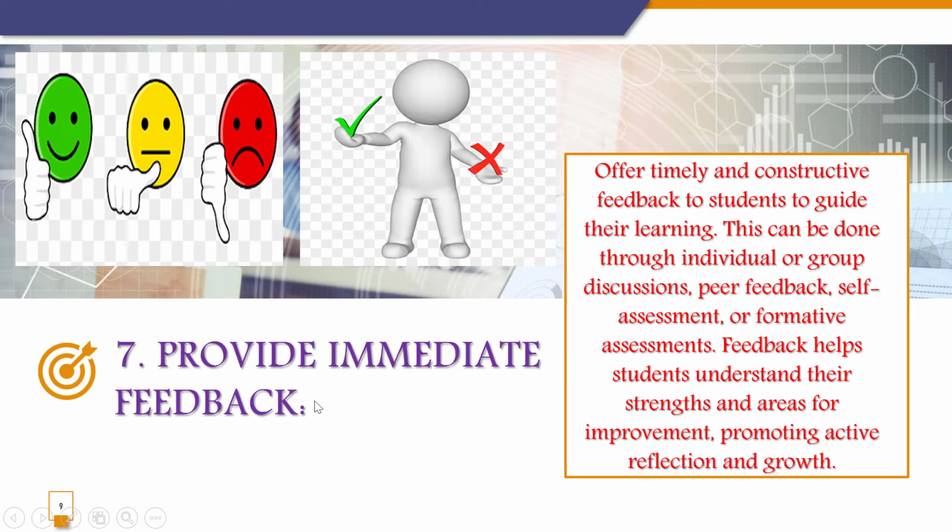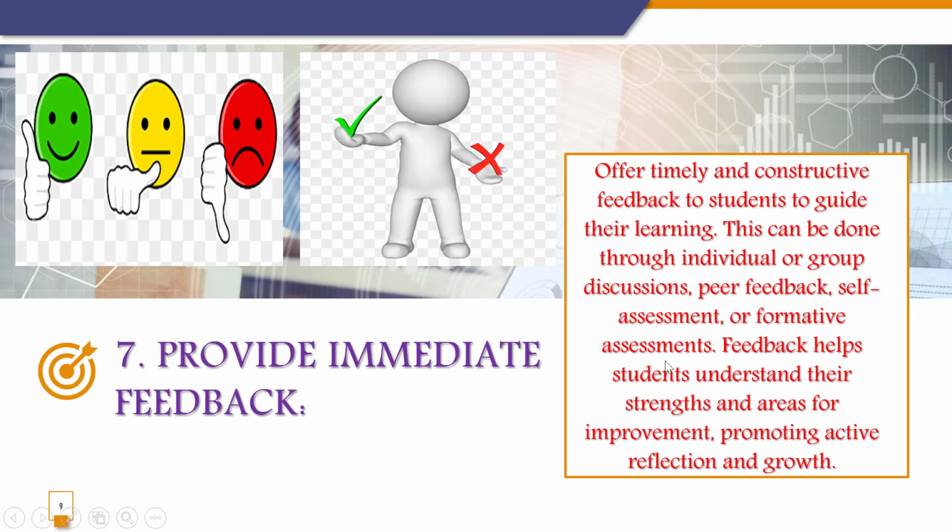Number 7, provide immediate feedback. There must be feedback because, as we discussed before, learning objectives must be measurable, and in the very end, you must let the students know or assess whether they have already mastered those skills or not. So offer timely and constructive feedback to students to guide their learning. This can be done through individual or group discussions, peer feedback, self-assessment, or formative assessments.